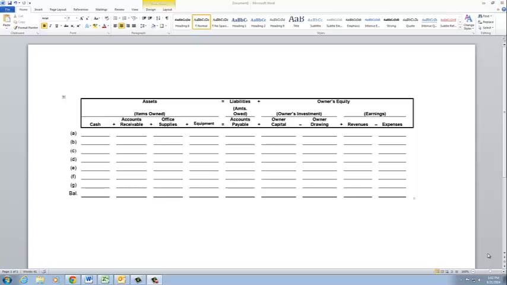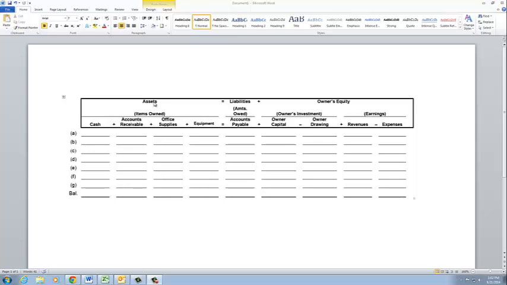Each business is made up of three basic accounting elements: assets, liabilities, and owner's equity. The relationship between these elements is as follows. Assets must equal liabilities plus owner's equity. Let's discuss what each element is.